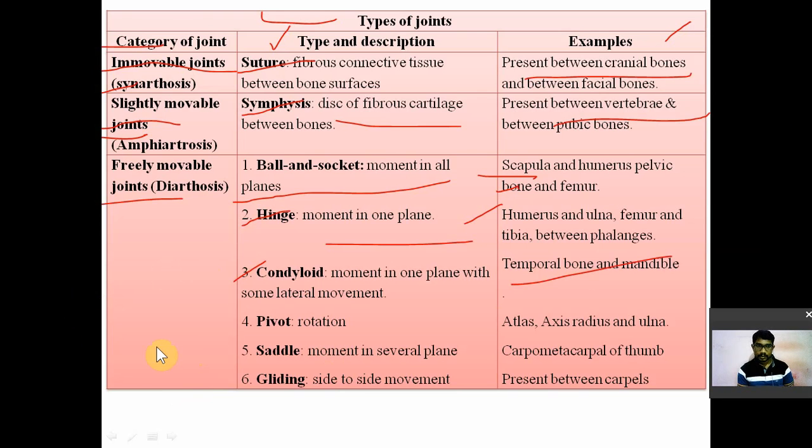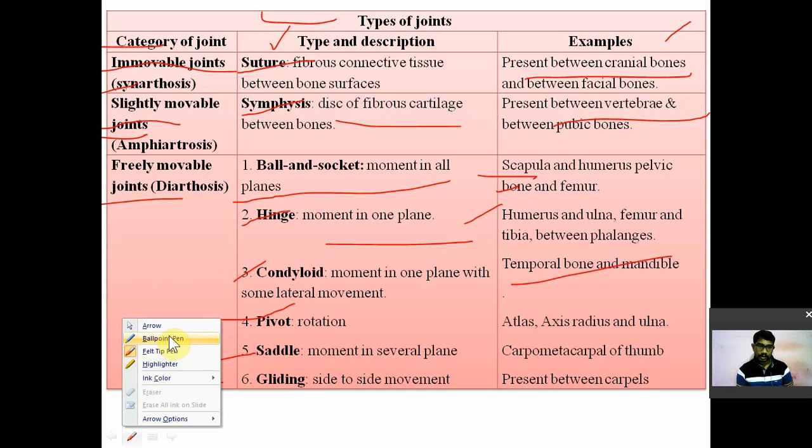Next one is known as a pivot joint. So there is a rotation. For example, the atlas and spine, that is a pivot type of joint. And the saddle joint, movement in several planes, between carpals and metacarpals, the thumb joint. That is a saddle joint. And the next one is known as the gliding joint. Side by side movement is present between the carpals. So this was again the types of joints.